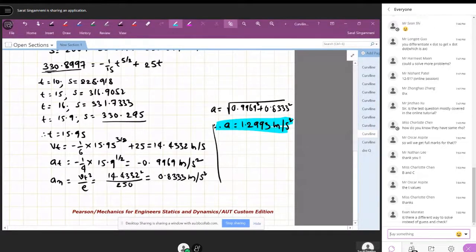We still have 5 minutes, so if you have any questions that are burning, or is there a different way to solve instead of guess or check? If you can find a solution to that equation, you tell us tomorrow after the exam, sir, we will be very happy.